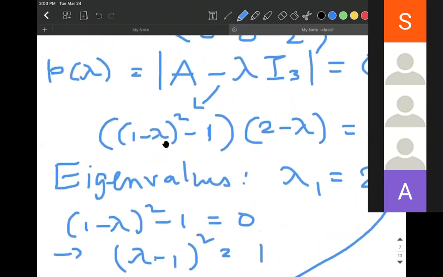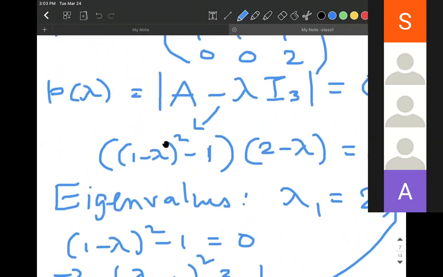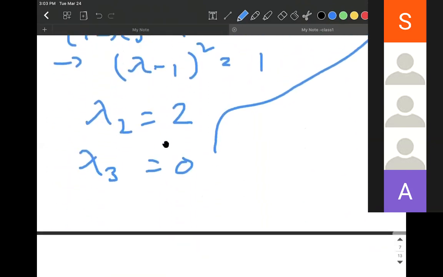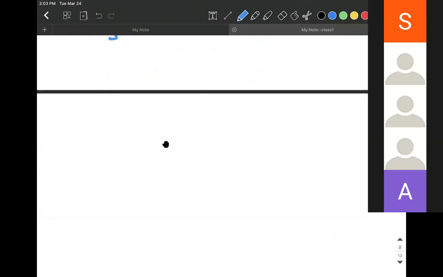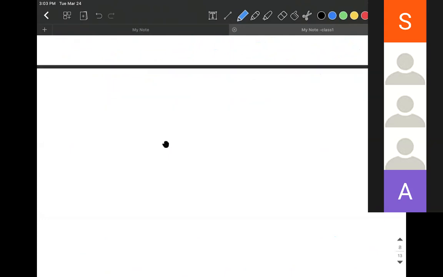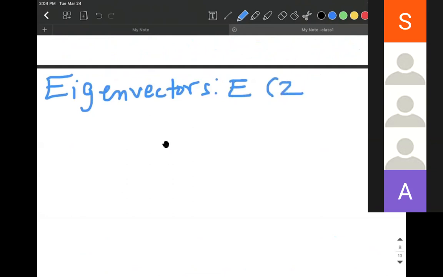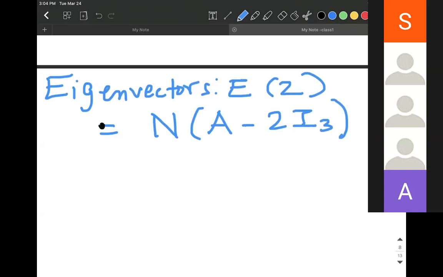Okay, so I didn't solve the determinant, and it's there in the lecture note if you want to verify the details. And now the eigenvectors. So E of 2. This is the null space of A minus 2 I3, right?